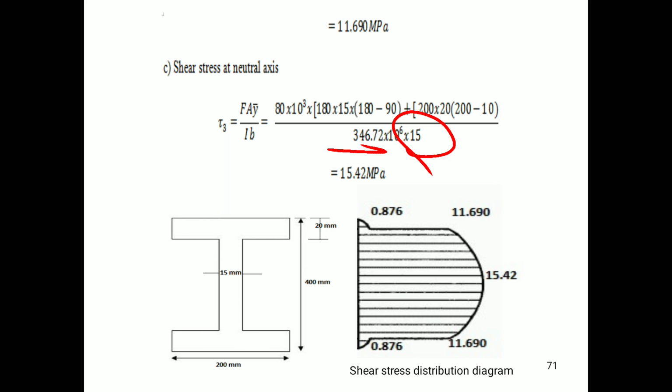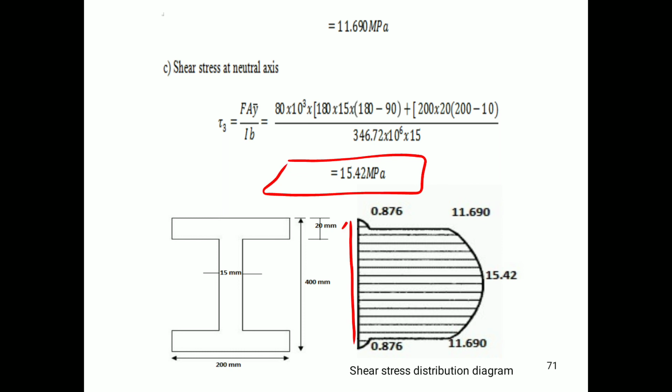Remember that this junction is very important here, and on the basis of that we have determined the shear stress values. Therefore, we have shear stress at the neutral axis equal to 15.42 MPa. Now, as discussed in the earlier lecture also, we have the shear stress distribution diagram for the beam section in this manner.